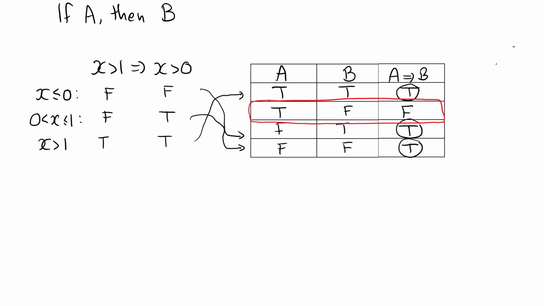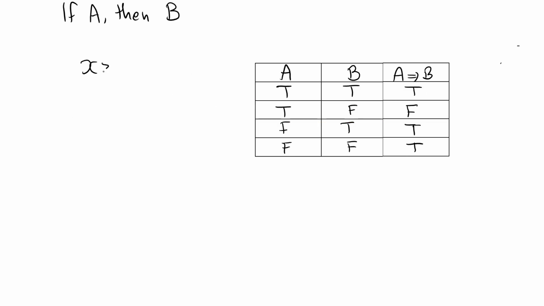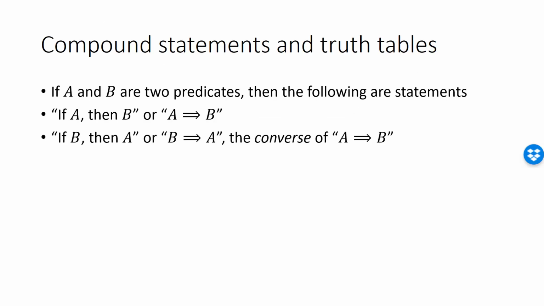On the other hand, consider the implication x greater than 0 implies x greater than 1. In this case, if x is equal to 0.5, then A is true while B is false, making the implication false. Given 2 predicates, A and B, I can form the implication A implies B. But I can also form the implication B implies A. This is a different implication with different truth values. We call this the converse of A implies B.